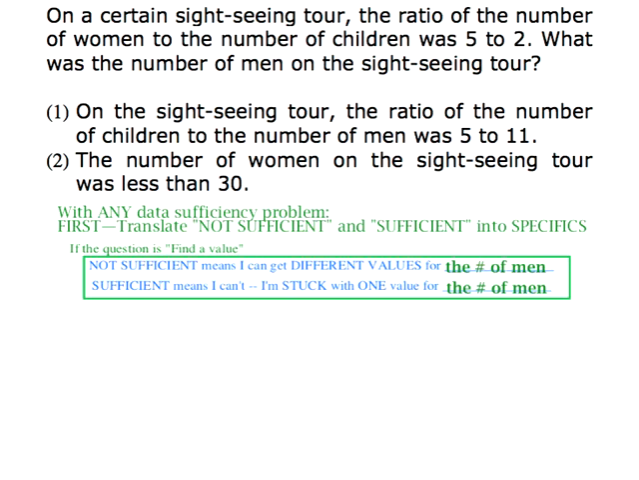So that's the strategy in the vast majority of data sufficiency problems: your goal is actually to try to get 2 different things to happen here. So in this case, not sufficient. So we're trying for, if we can get different values, then we're good. So the ratio of the number of children to the number of men. So we know that women to children is 5 to 2. Statement 1, someone tell me a story about statement 1. Notice that we're given a ratio of 5 to 2 for W to C. Statement 1 just tells us that C to M is 5 to 11. Notice that we just have a bunch of ratios here.